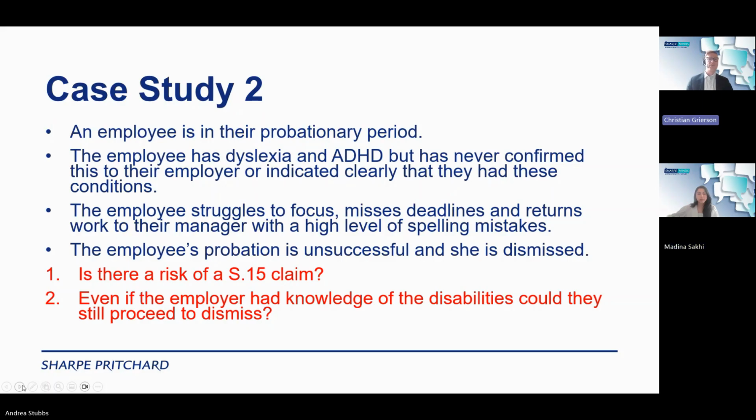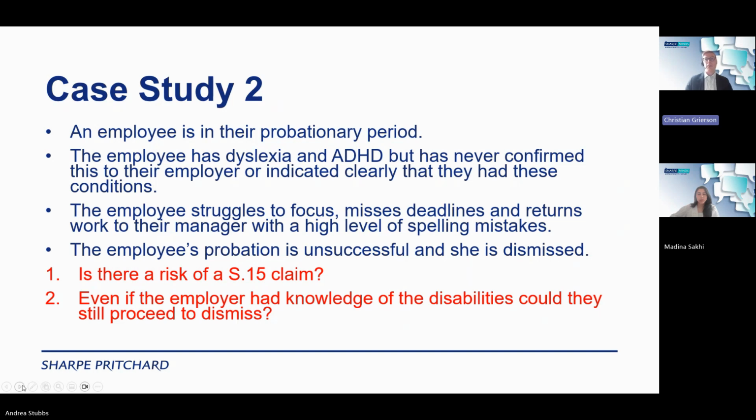Second question. So even if the employer had knowledge of disabilities, could they proceed to dismiss? So in this case, I would say yes, they could. They just need to be careful. Just because an employee has a disability does not mean that they are free from the risk of a dismissal.